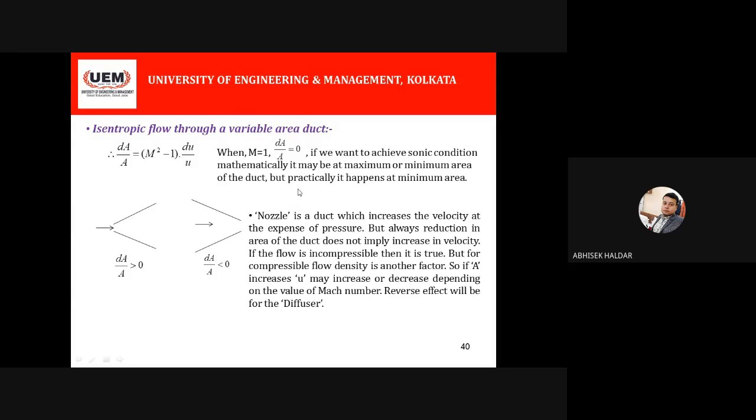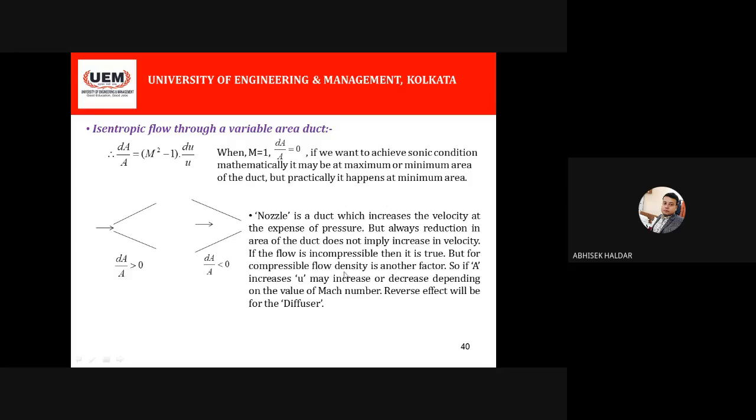Now obviously, if A1 V1 equals A2 V2, then at the outlet, if the area, that means A2, decreases, obviously the V2 should increase. That is true. If at the outlet A2 is less, then obviously V2 should be higher. Then only A1 V1 will be equal to A2 V2.